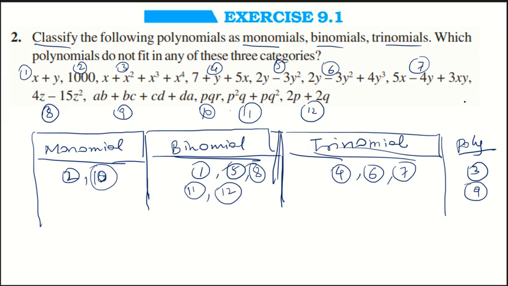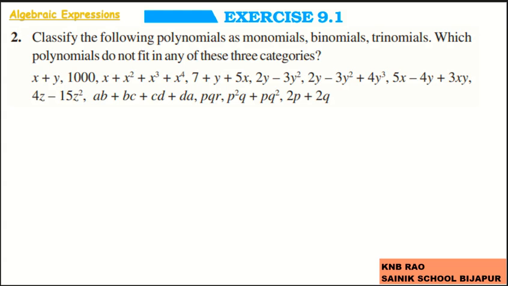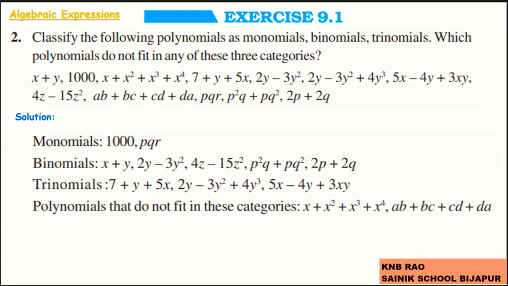So, out of these 12 algebraic expressions, we have only the third and ninth one which are not fitting in the monomial or binomial or trinomial boxes. So, the answer would be, here is the answer. So, this is how we write the solution.